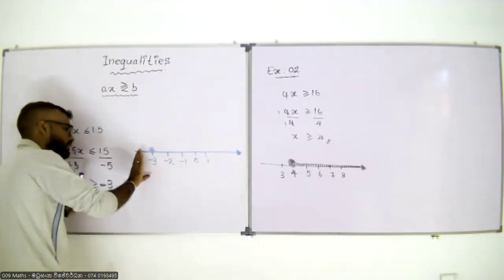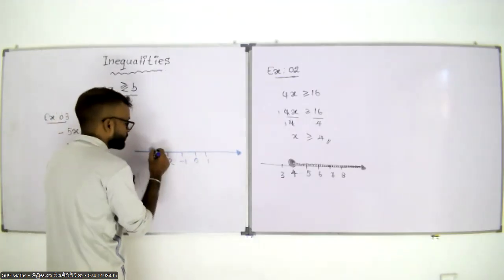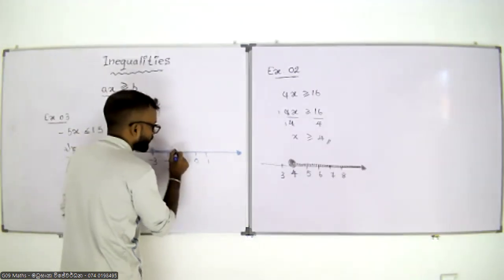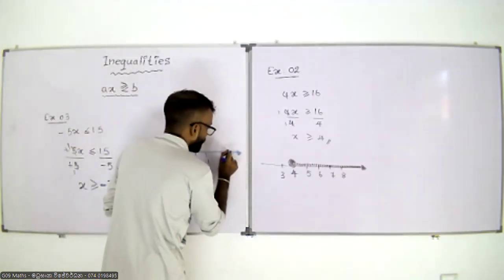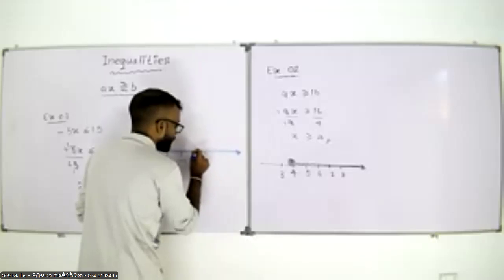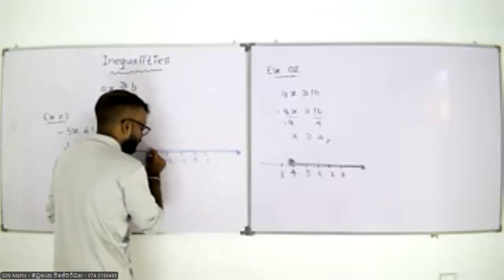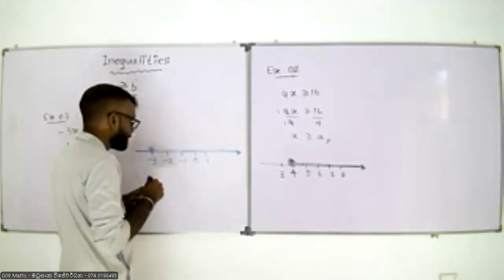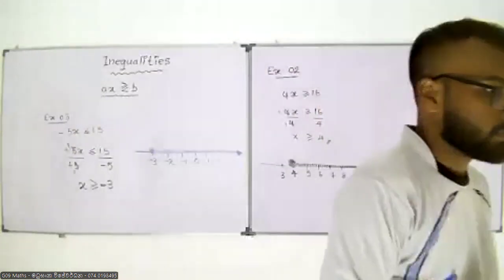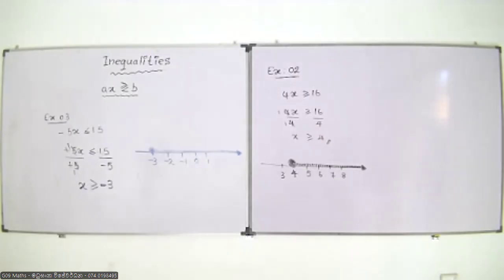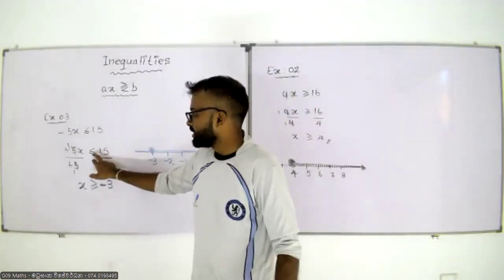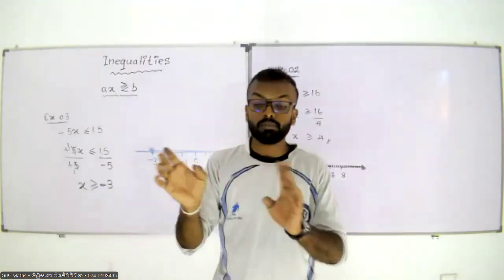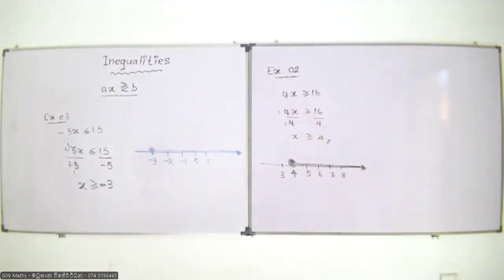And all the values greater than -3 are a solution. So we have to highlight this full part up to positive infinity. So this should be the answer. Yes, -3. And the most important thing is how you place the inequality. This inequality flips because you are dividing both sides by a negative number. Right? So then, please do example number 4.